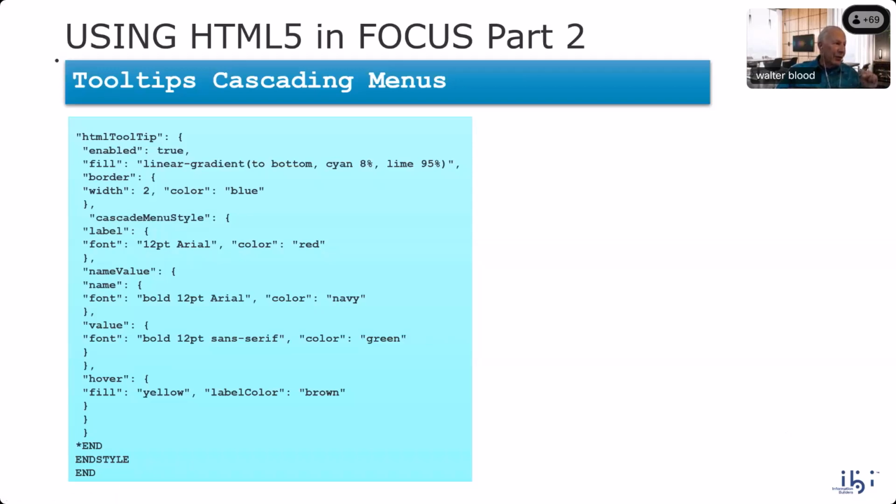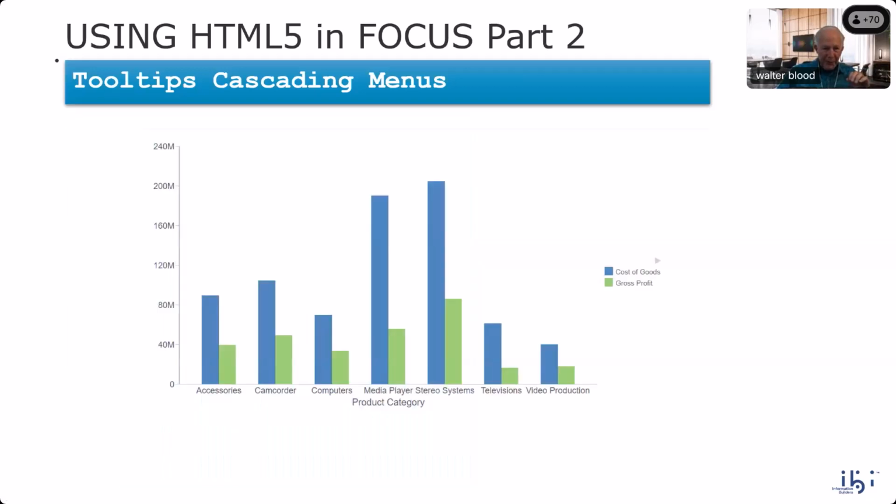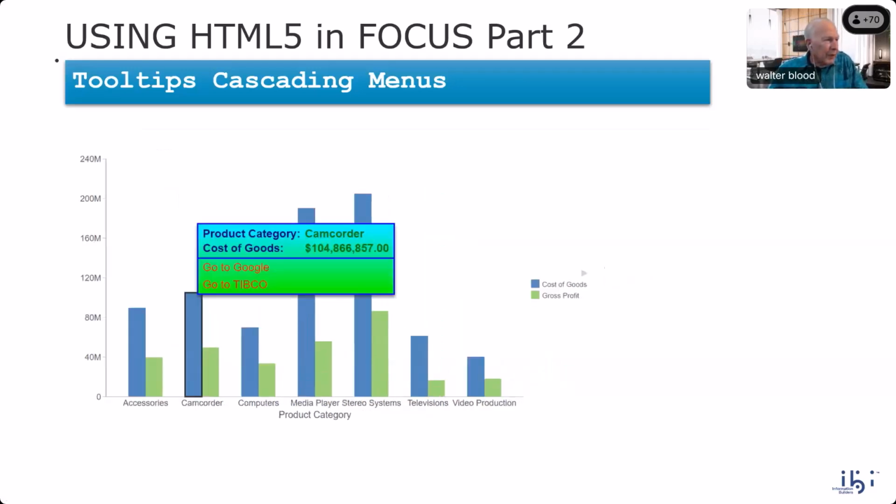Notice also that I've got the fill here for the tooltip set up as a linear gradient. So I've got some fun. I've played with the colors just to show you what's possible. Now, this graph is a little bit different. It's a different graph than we were looking at before, but let's take a look at what the tooltips look like. This is the tooltip on my column 0.